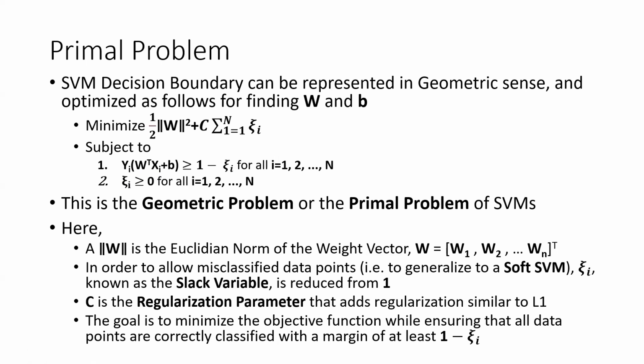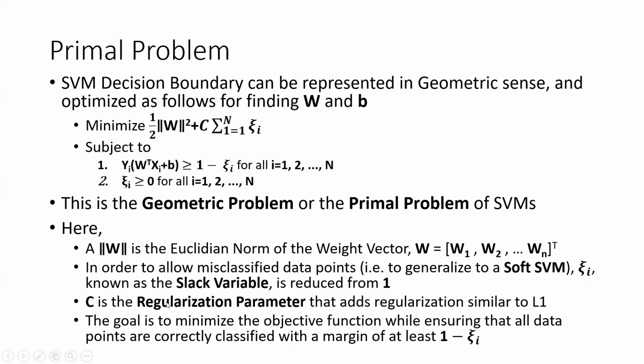This problem is known as the geometric problem, or the primal problem. In this W norm term, it is the Euclidean norm of the weight vector, which is the weight vector we are going to find. We take the Euclidean norm of this vector, and that is what is known as this W norm. It is the same W norm as in the minimization value.